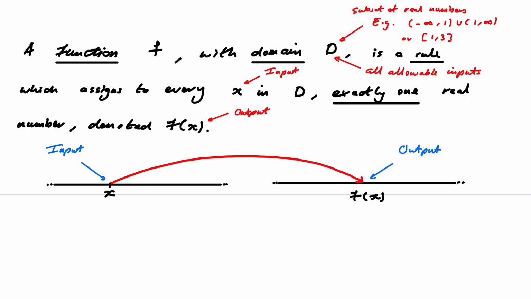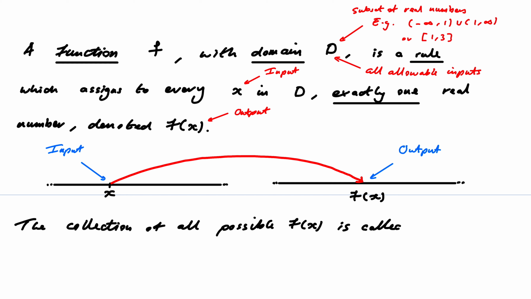So just a couple of things to be really aware of here. In fact, maybe before I do that, I'll just give you one extra little bit of definition. The possible inputs are called the domain. The possible outputs are called the range. So the collection of all possible outputs is called the range. It's called the range of f.